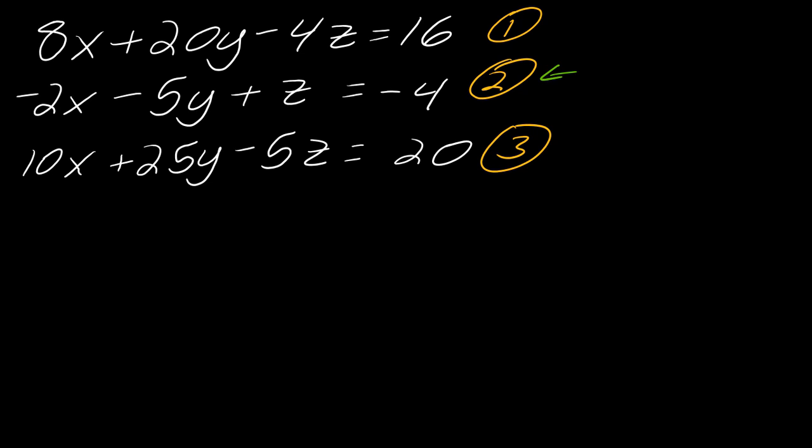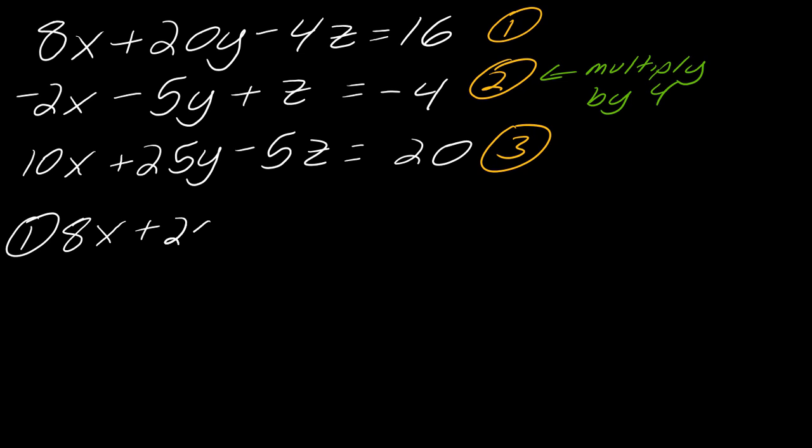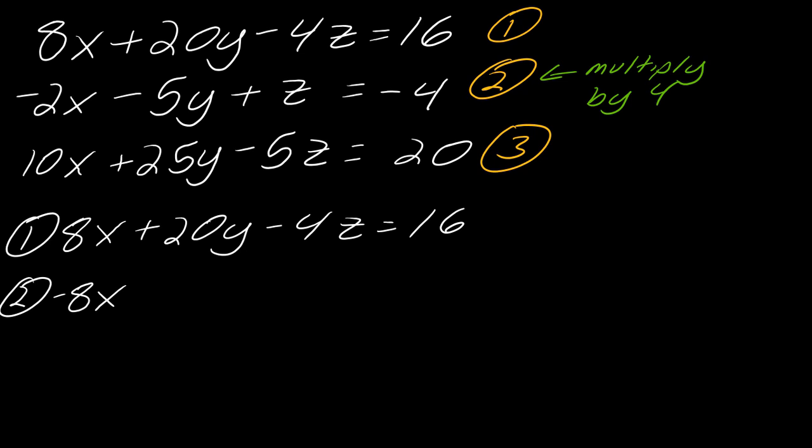Okay, so to do this, I need to multiply this equation by 4. So I'm going to have the first equation, which I'm not manipulating, and then I'm going to have the second equation. So I'm multiplying everything by 4. So this will be negative 8x minus 20y plus 4z equals negative 16.